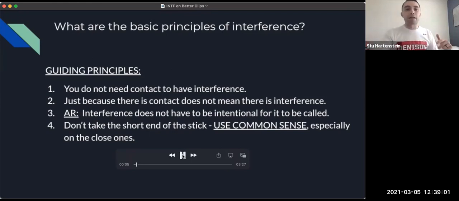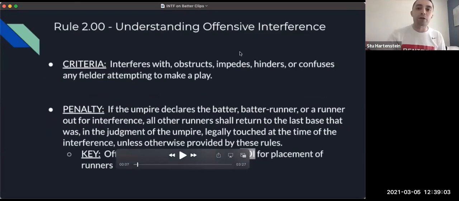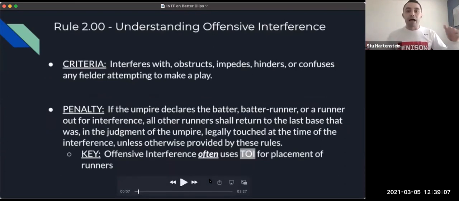Now, many of you dropped a lot of these different types of things in the rule book, and I asked for the criteria. So right here is some of the criteria that we've got. Interferes with, which some of you said. Obstructs. The word impede came about. Seth, you used that one. Hinder was used by a couple of people in the chat as well. Or confuses any fielder attempting to make a play. So again, there's no contact involved in the criteria. Intent is also not listed in the criteria here. So make sure that we remember that with our guiding principles.